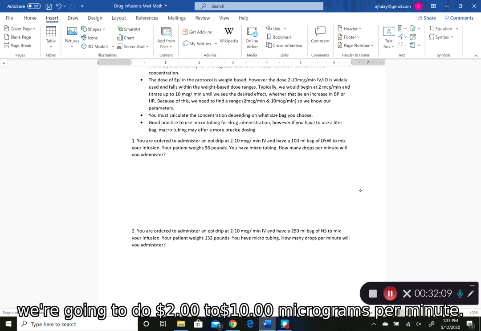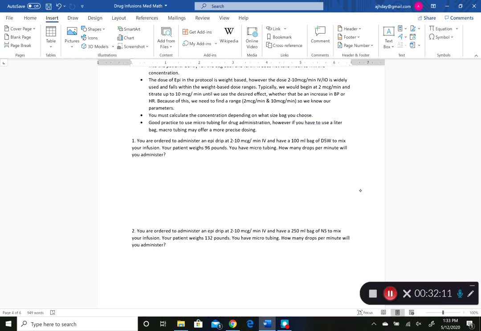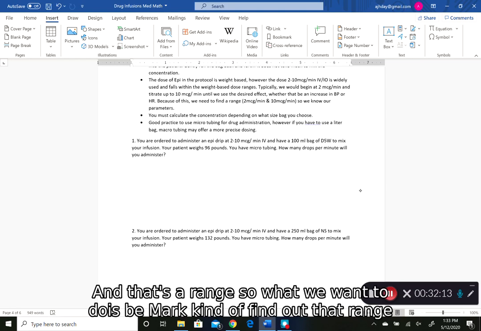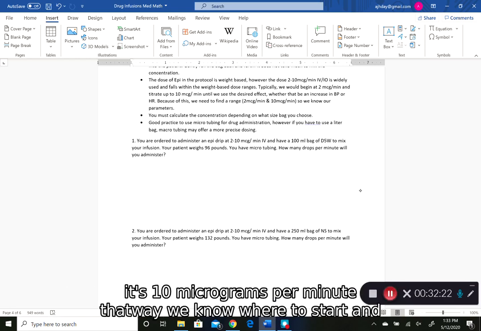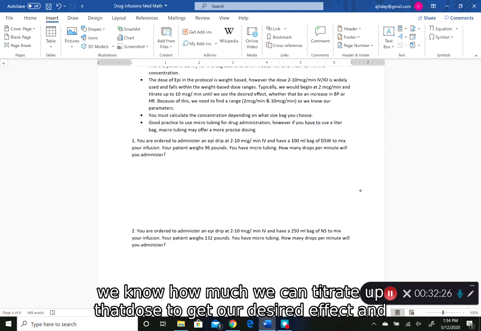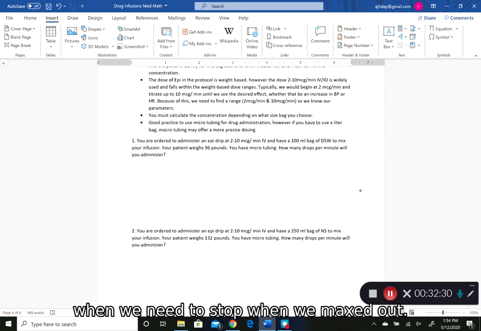So we're going to do 2 to 10 micrograms per minute, and that's a range. So what we want to do is find out that range. How many drops per minute is 2 micrograms per minute? How many drops per minute is 10 micrograms per minute? That way we know where to start, and we know how much we can titrate up that dose to get our desired effect, and when we need to stop, when we've maxed out.